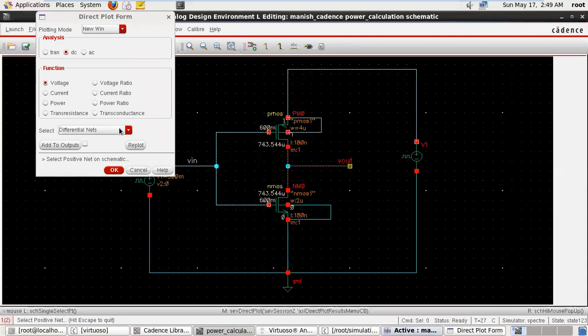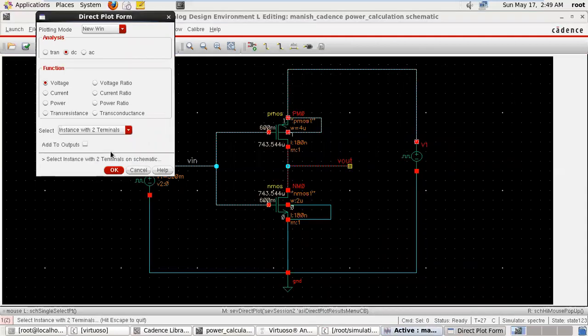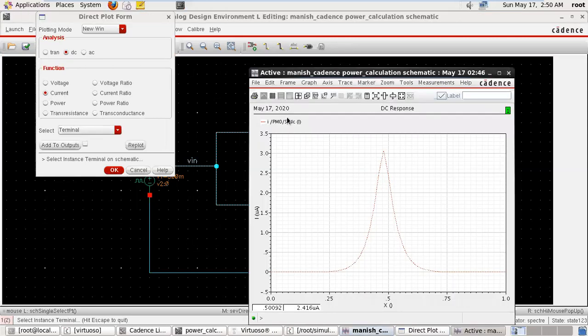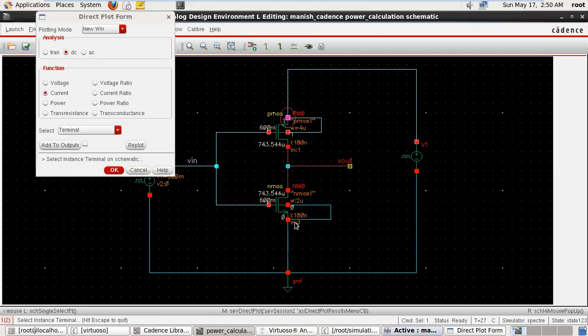The third one is instance with two terminals. If you have a device with two terminals, this is used to find the voltage across those two terminals. Now we are going to the current. In the case of current, we always select the node. There are two types: terminal and differential terminal. Terminal gives you the current of that terminal. So this is the DC current at this terminal or node. Whenever you select a node, it will give you the value of the current of that node.